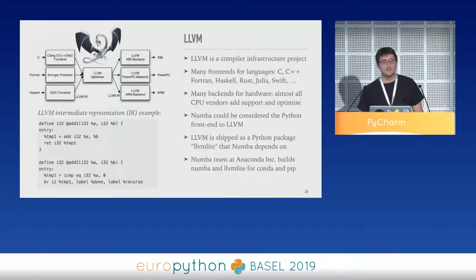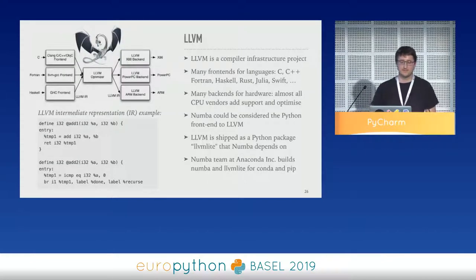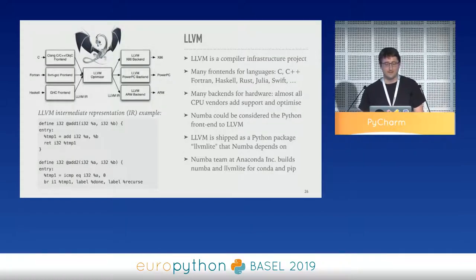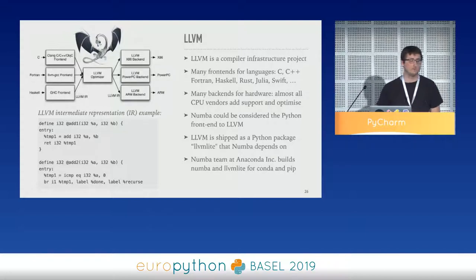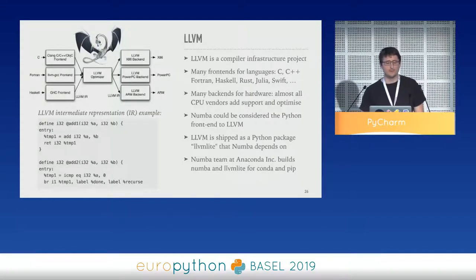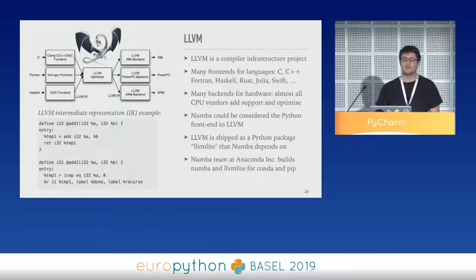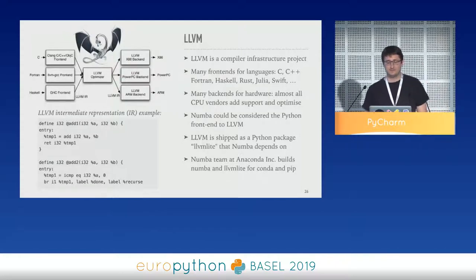So what is LLVM? LLVM is a compiler infrastructure project. There are many front ends for languages like C, C++, Fortran, Haskell, Rust, Julia, Swift, and so on. There are also many back ends for all kinds of hardware, all the different CPU types. The vendors have added support for it and optimized it well. And you could consider Numba to be the Python front end for LLVM. The way this works is that LLVM is shipped as a Python package called llvmlite that Numba depends on, and this is maintained by the Numba team at Anaconda, which ships Numba and llvmlite so that it's readily available.